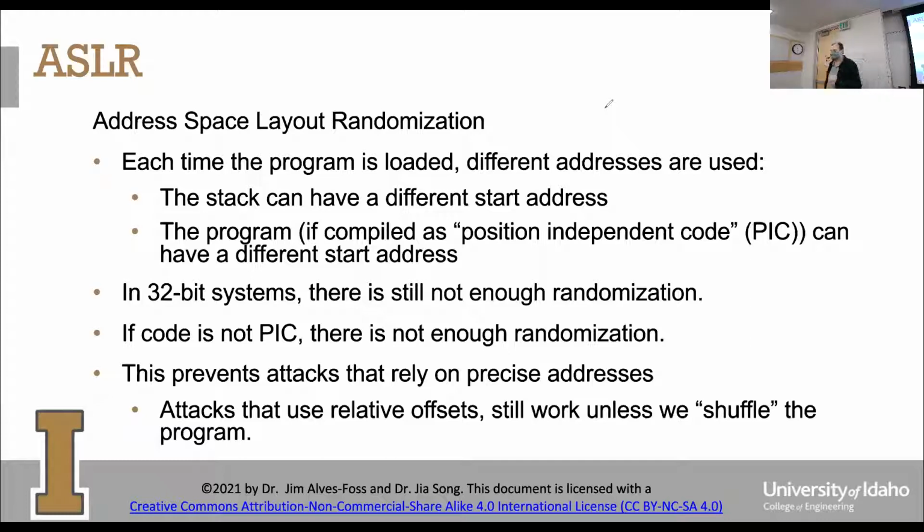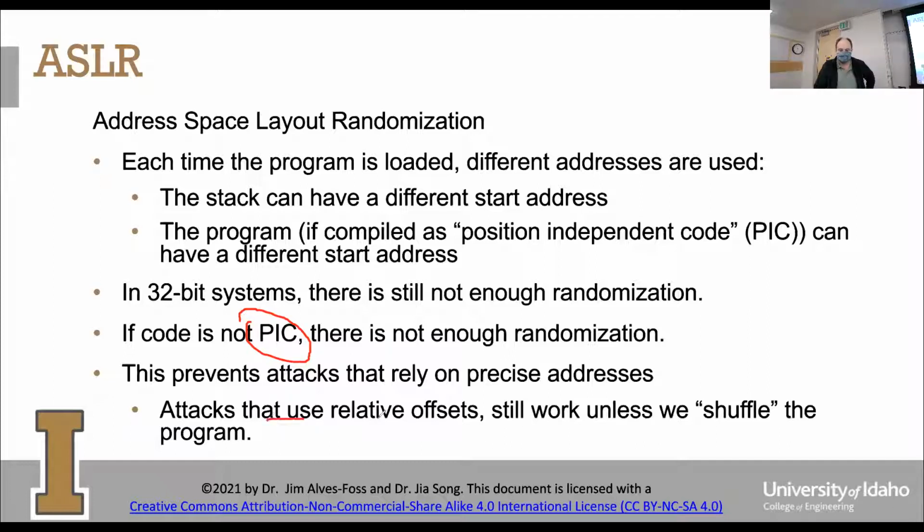In 32-bit systems, there's not enough randomization given the number of pages and how much space we have. People can try multiple attacks and finally guess what address you're using. In 64-bit, you have a lot of space to play with, and most programs are much smaller. If code is not position independent, there's not enough randomization. Intel 64-bit is guaranteed to be position independent the way they've written it, so the microprocessor very naturally supports this. 32-bit Intel does not naturally support it. You have to play some tricks, but you can do it.